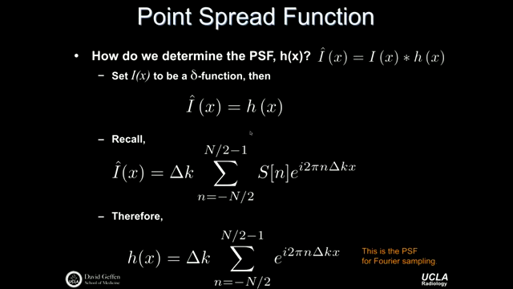So the question is, how do we determine the point spread function h of x? We know that this relationship exists. So one thing we can do is set the underlying object itself to be a delta function. In doing so, what we recover is that the image that we would reconstruct would just be equivalent to the point spread function. Well, we know what the underlying image looks like from the slides that we had just a second ago, the Fourier reconstruction example. So in the case of having a delta function as the underlying object, we can recover just the point spread function. And the point spread function itself is just the sum of the different spatial frequencies and their appropriate amplitudes.